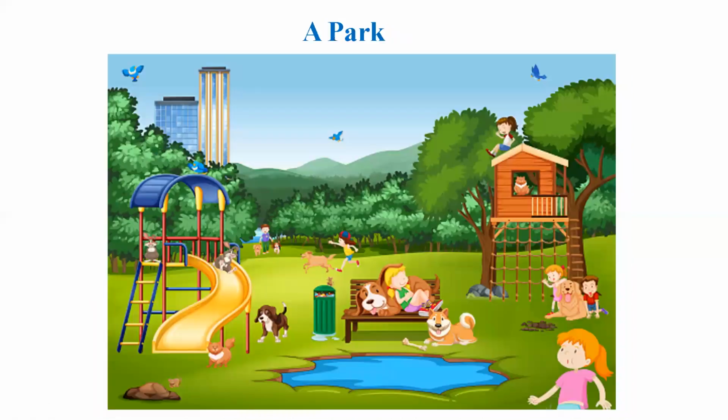So next one, a park. Here the sun is a non-living thing. The sun provides light and warmth for all the living things, right? The sun gives light and warmth for all living things and also helps plants make their own food. Next one, trees are living.